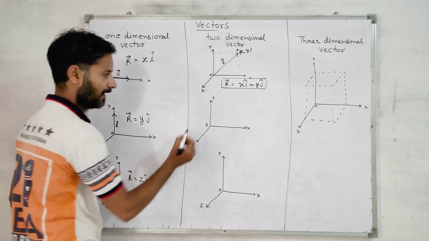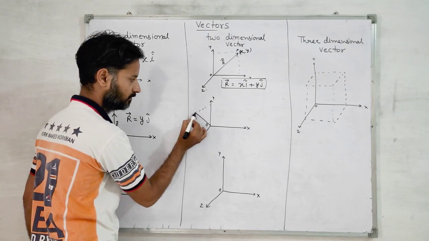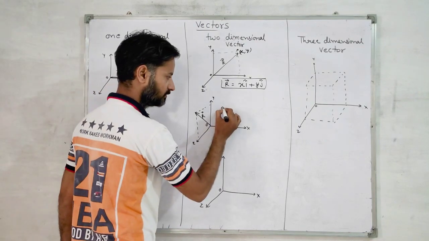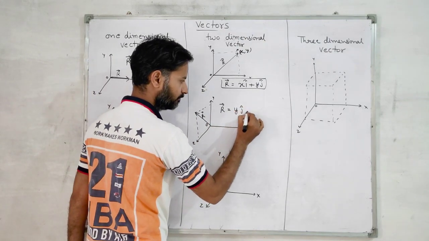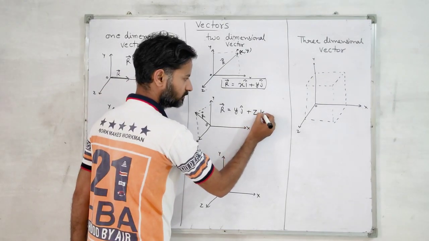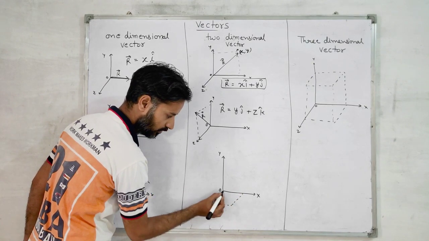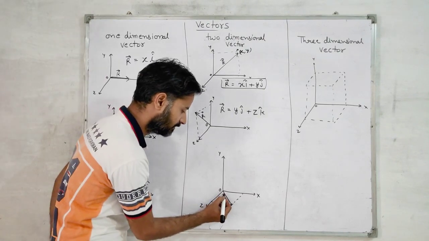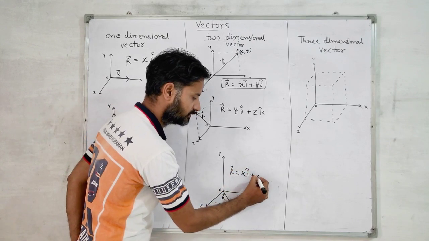If our vector lies in the yz plane, r vector, then this can be written as r equal to y j cap plus z k cap, since along the y unit vector we have the y value and along the z unit vector it is z k cap. If our vector lies in the xz plane, then the vector can be represented by x i cap plus z k cap.